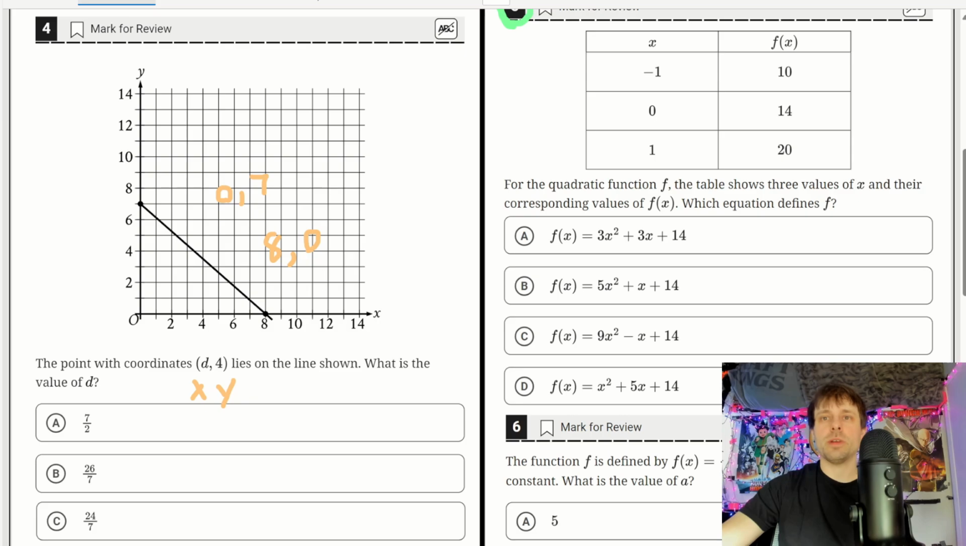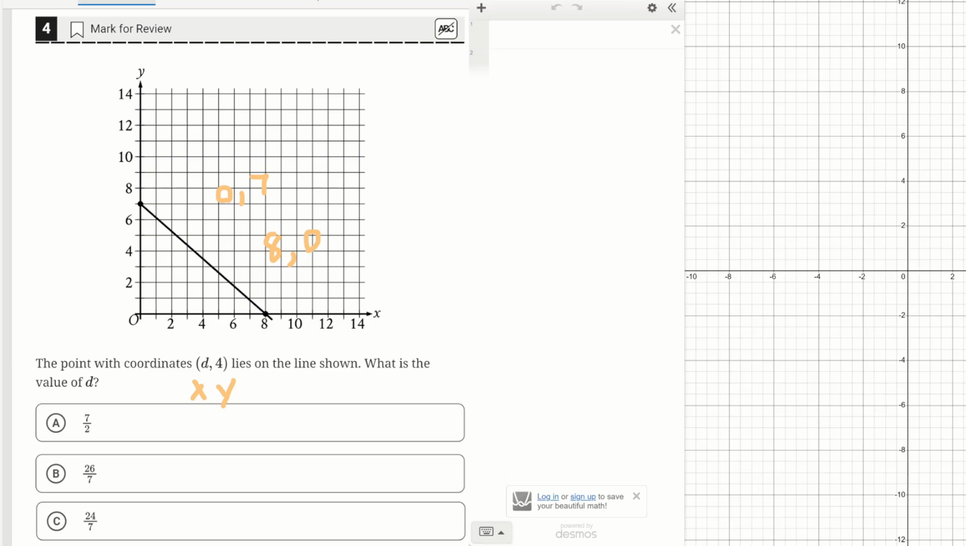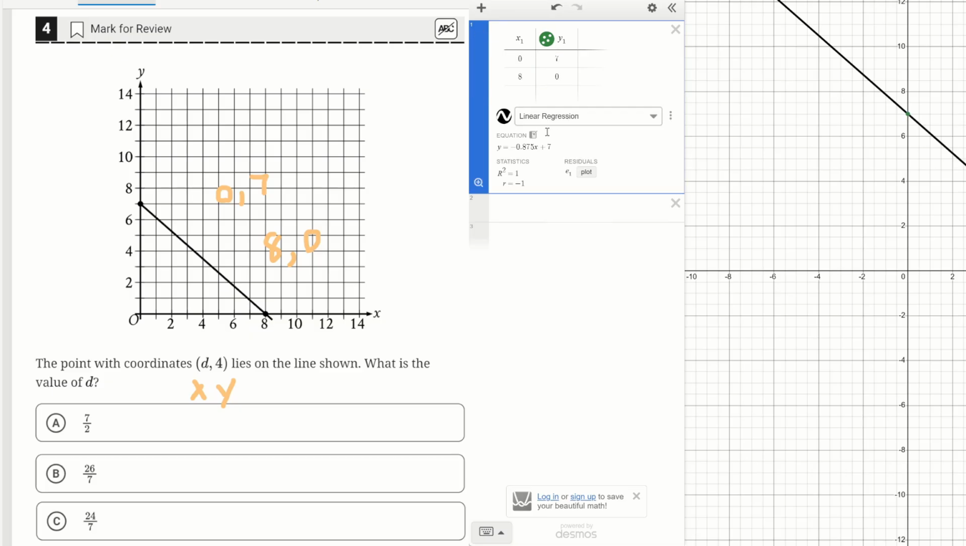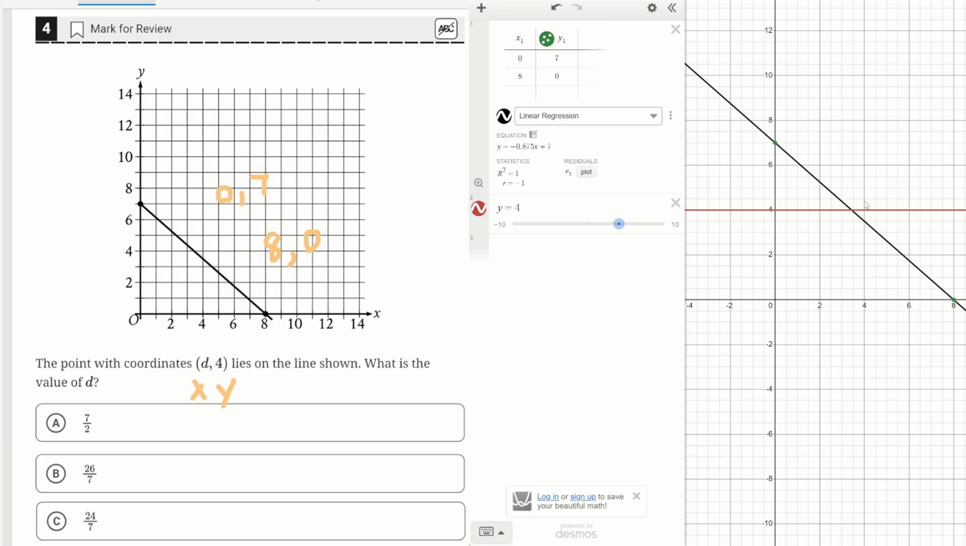So I go ahead and open up my Desmos here, and we add a table. And we go ahead and plot 0, 7, and 8, 0. And we go ahead and graph that. And our equation is this. So then all you have to really do is copy this. We can say, okay, f of x is equal to that. Actually, no, instead of that, we can just say when our y is equal to 4. And then you can kind of see this intersection point over here.